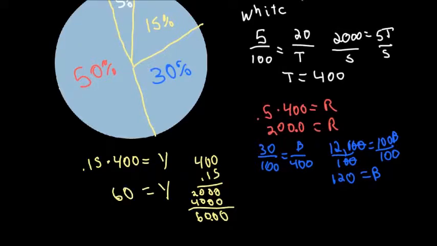So our total students should add up to our 400. So I do 60 plus 120 would be 180. 180 plus 200 would be 380. Plus our 20 original students would give us 400. So we know we did that one correct.